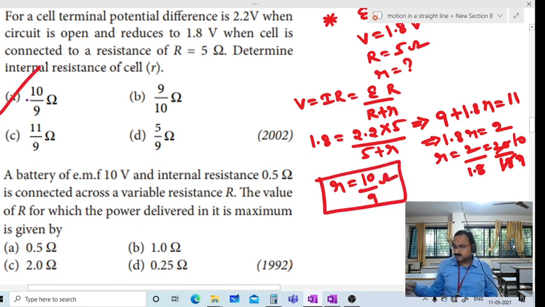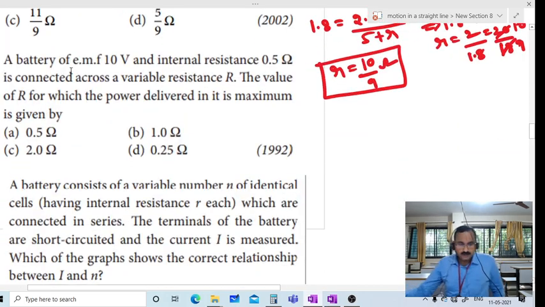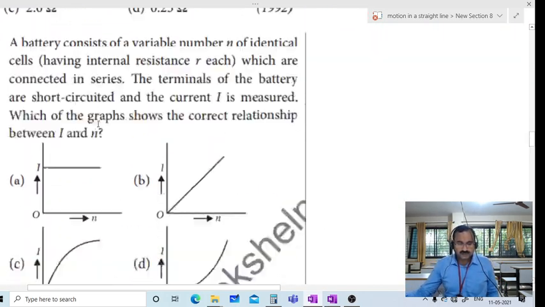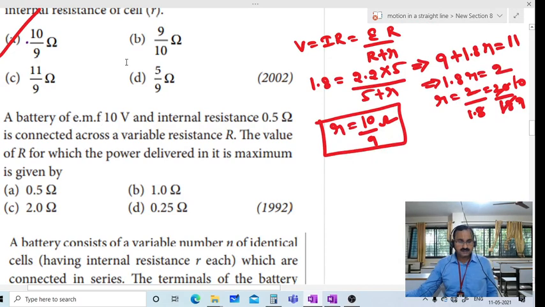That is the first option. Right. So like that, questions are there in that one. So last question in that, we are completing that. A battery of EMF 10 volt and internal resistance, this is the question we are discussing now. Last question. Across a variable resistance, the value of R at which the power delivered is maximum: the maximum power transfer theorem.